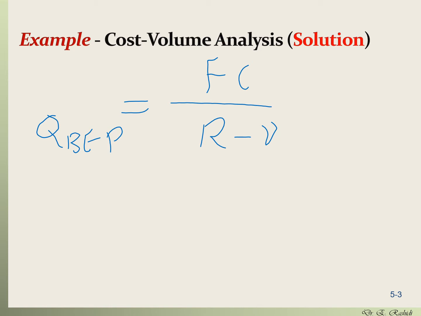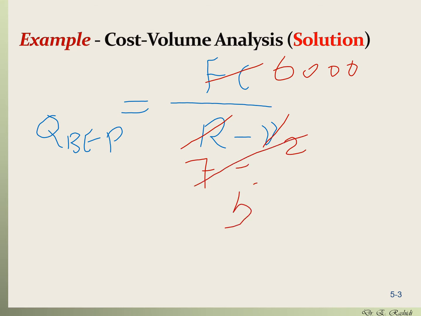We have these values from the question. So the fixed cost is $6,000. The revenue per unit is 7, and the cost per unit V is $2. So this is equal to 6,000 divided by 7 minus 2, which is 5. 6,000 divided by 5 is 1,200. So the break-even point quantity is 1,200.